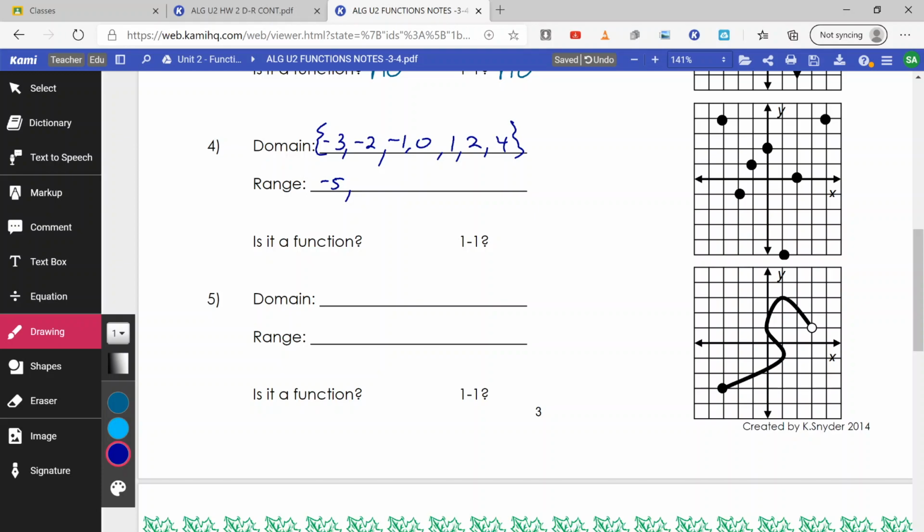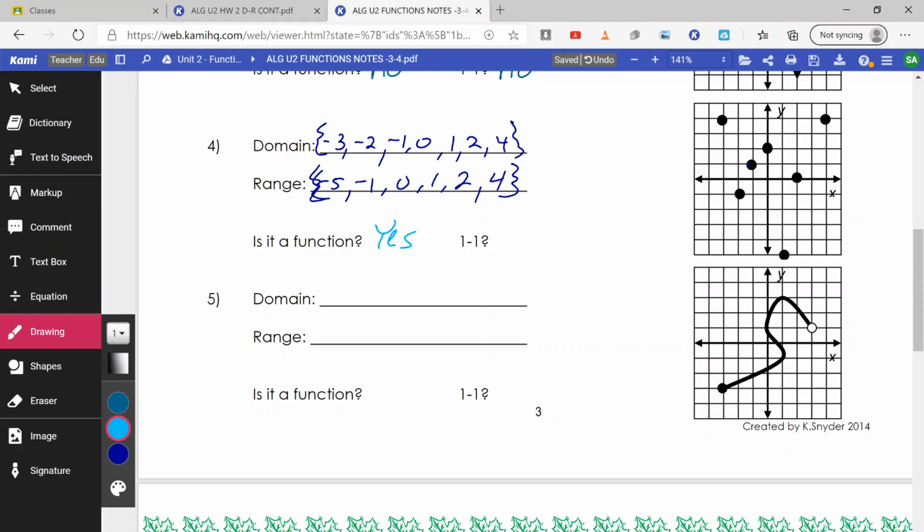Is this a function? In order to tell if it's a function, do my x values repeat? I see 1, 2, 3, 4, 5, 6, 7 different dots. I got 1, 2, 3, 4, 5, 6, 7 different x values. So yes, we have a function. Is it 1 to 1? And again, the other way, we have 7 dots, and I have 1, 2, 3, 4, 5, 6 numbers in my range. Up here at y equals 4, I have 2 dots, so it is not 1 to 1.